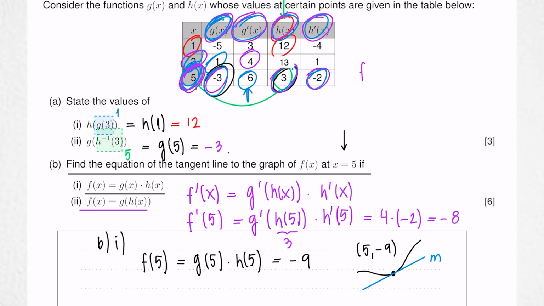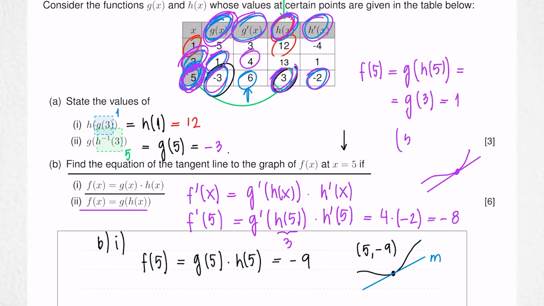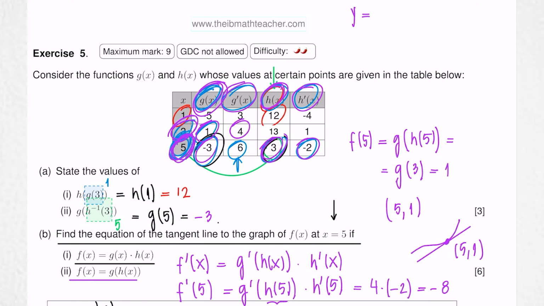Now, we never found f of 5 for this case, so let's calculate it right now. f of 5 is g of h of 5, which is g of 3, which is equal to 1. Therefore, for this particular curve, the point of tangency is (5, 1). So we have y equals negative 8x plus b, and by replacing that point, we get b equal to 41. Therefore, the final equation is negative 8x plus 41.